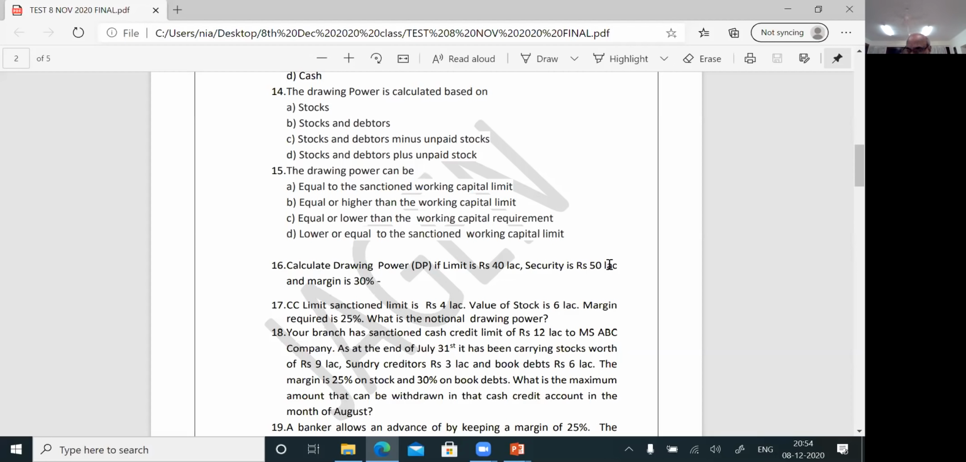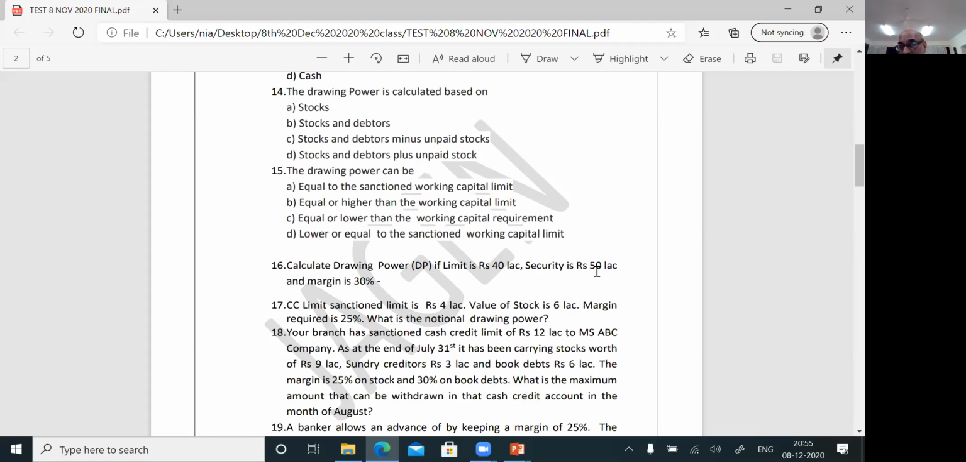So security value is there, stock value is there. With the stock value, you find out the loan amount. Margin is 30, so 70% he can get as loan. The figure he is getting, 70% of the 50, that figure is the notional DP. You have to find out first what is the notional DP. Then you have to see what is the limit. So the DP will be limit or notional DP, whichever is less.